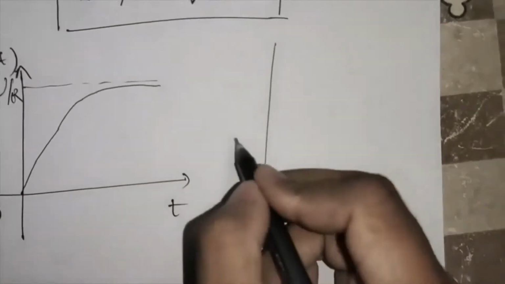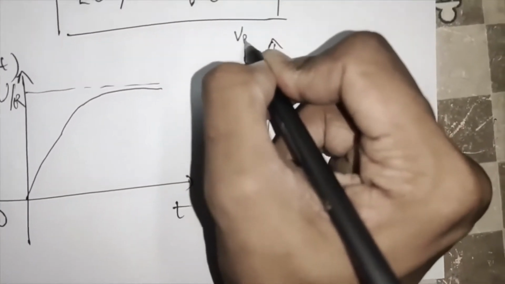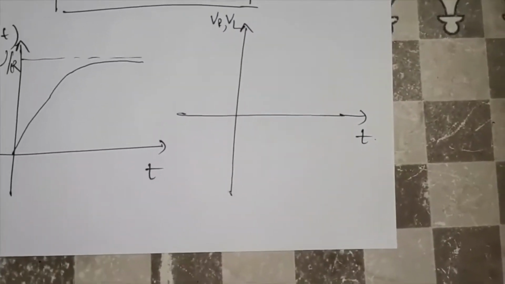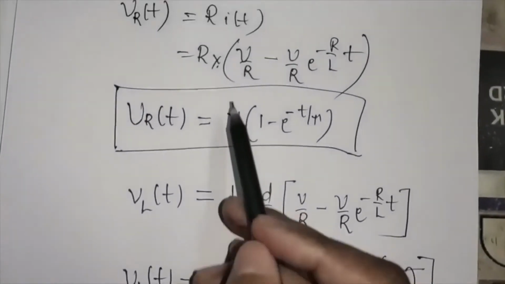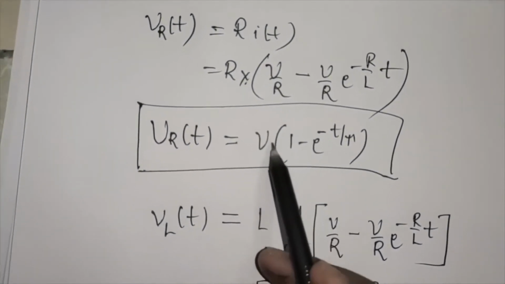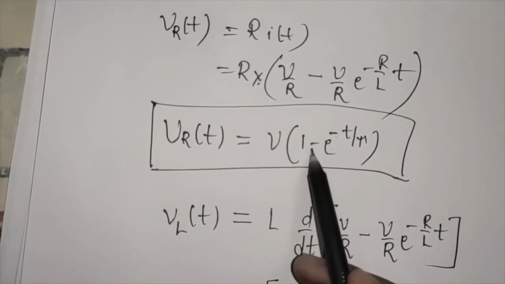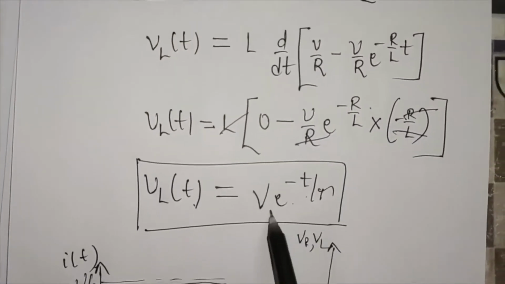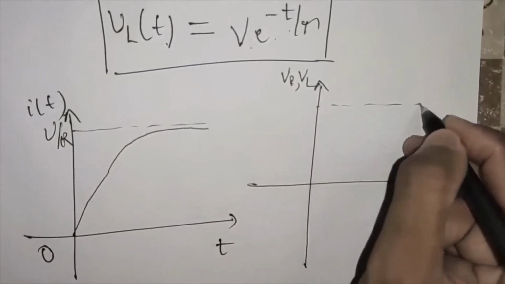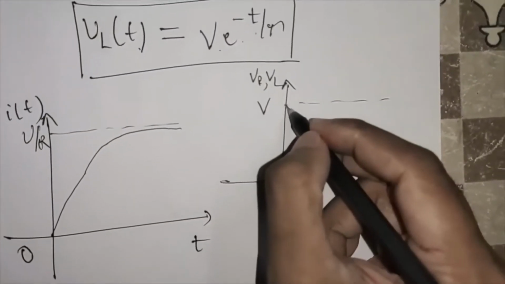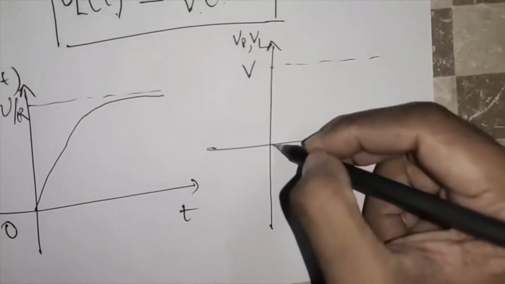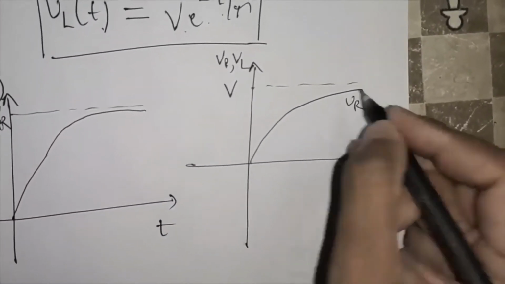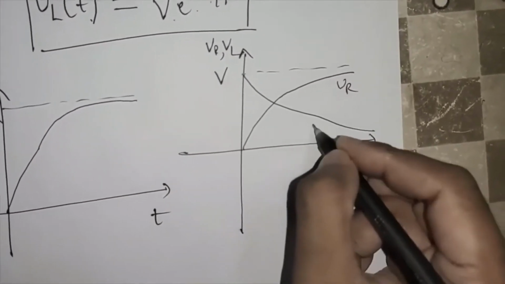So if I consider VR and VL on the y-axis and time on the x-axis, the steady state value is V, so VR is exponentially increasing to V. The expression for VL is exponentially decreasing from V. So if I consider this as V, VR of t is exponentially increasing and VL of t is exponentially decreasing.